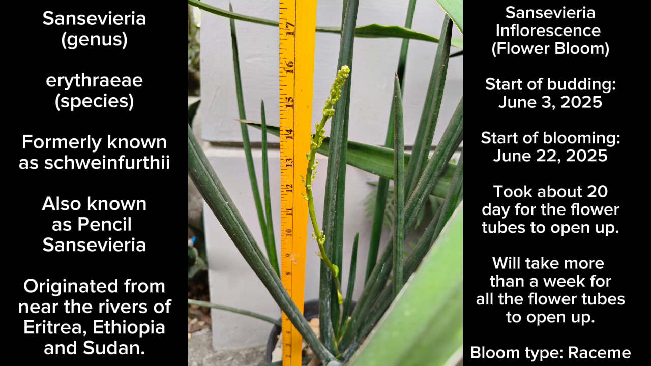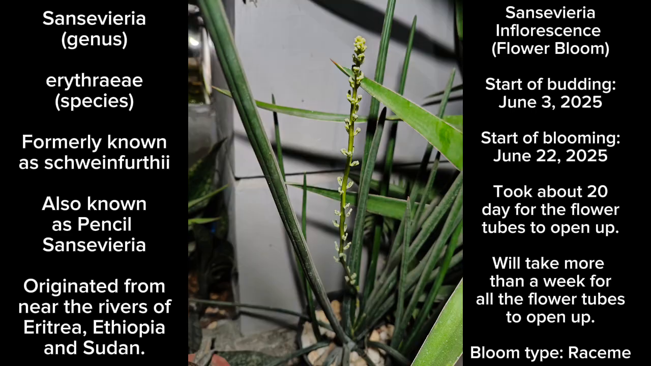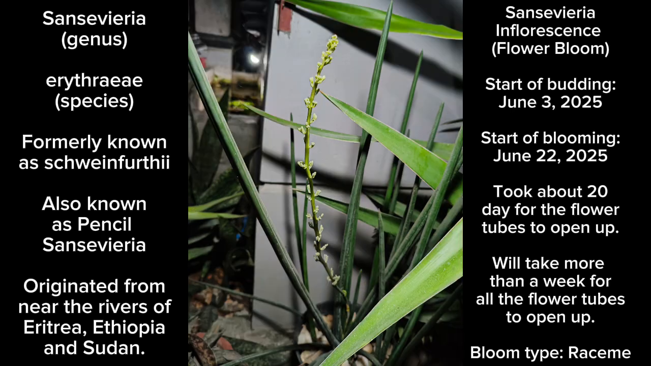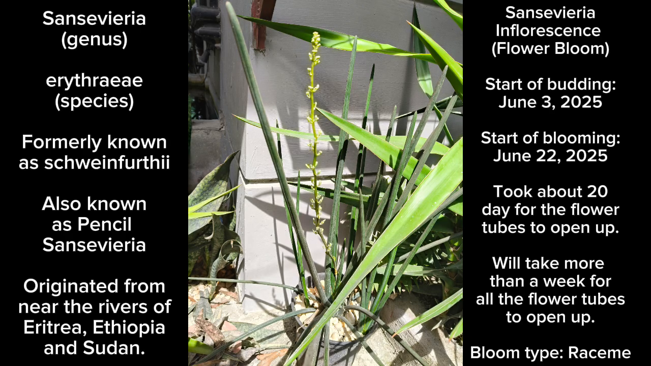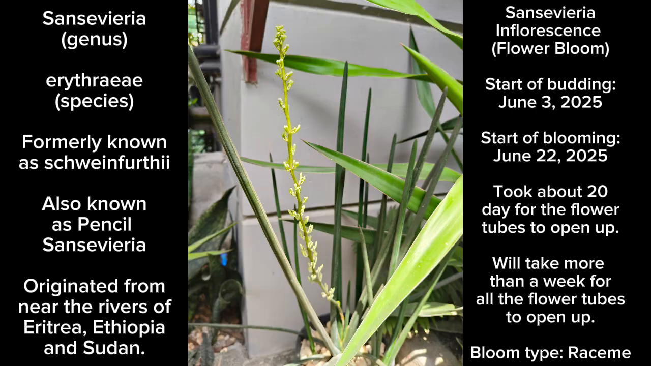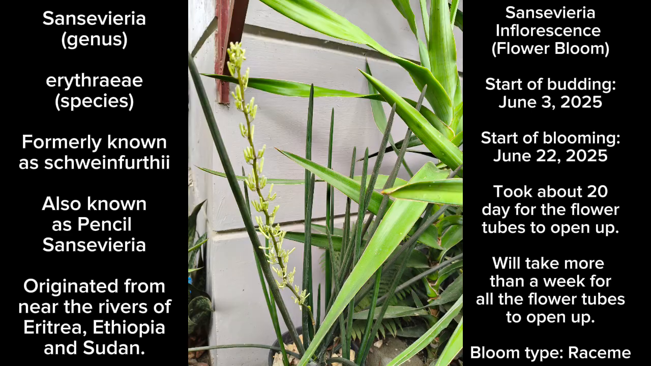The species originated from near the rivers of Eritrea. You can also find them in Ethiopia and Sudan. That's I think the west or southeastern of Africa. I'm not sure, but those are the locations where you can find the species erythraeae. So again, I'm showing you the inflorescence, which has now grown in height, and on the second part of the content I will be also discussing more about the characteristics of the flower bloom. Right now I'm just showing you pictures of the transformation.